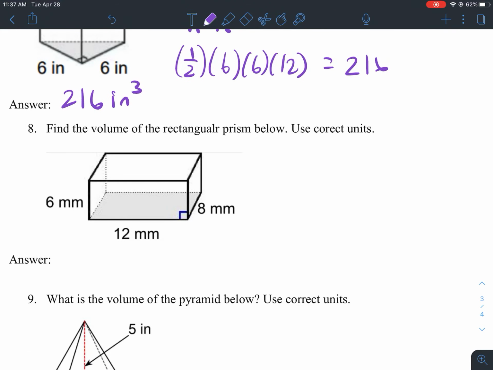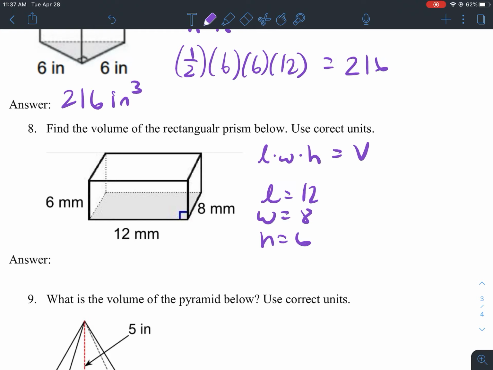Next, we have the volume of a rectangular prism. The formula for the volume of a rectangular prism is length times width times height. That's going to give us our volume. Our length is 12, our width is 8, and our height is 6. Now, it really does not matter what you label your length, your width, and your height, because of what we call the commutative property. Let's say you made your width 12 and your length 8, you will get the exact same answer. So don't stress out too much about that.